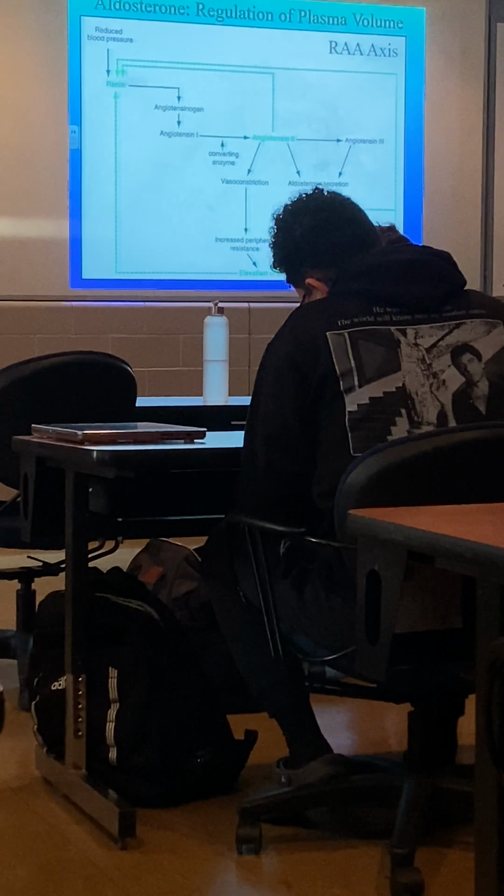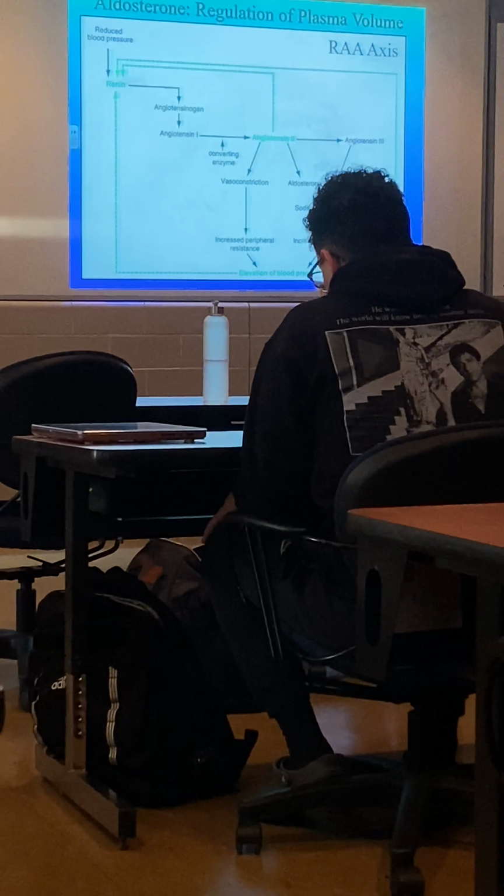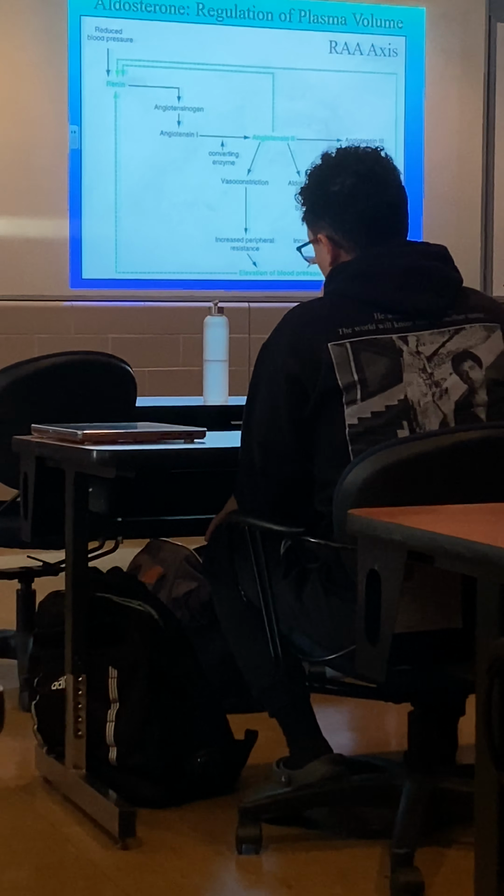Okay, cardiac output increases. That's another major factor of Ohm's law. You've got cardiac output increasing. You've got TPR increasing. Both major factors, Ohm's law. That's going to increase blood pressure, and that will feedback and inhibit the production of more renin.